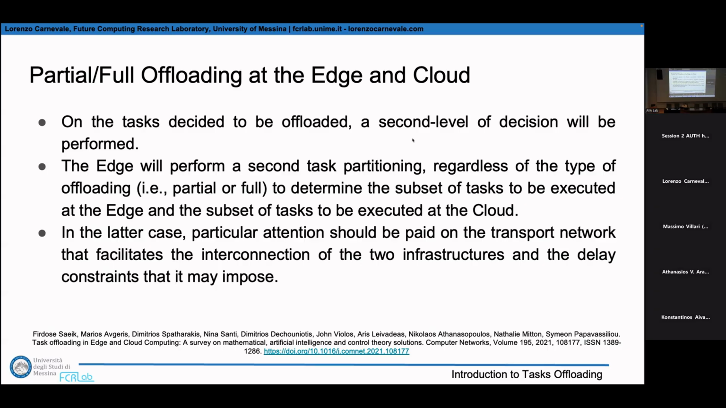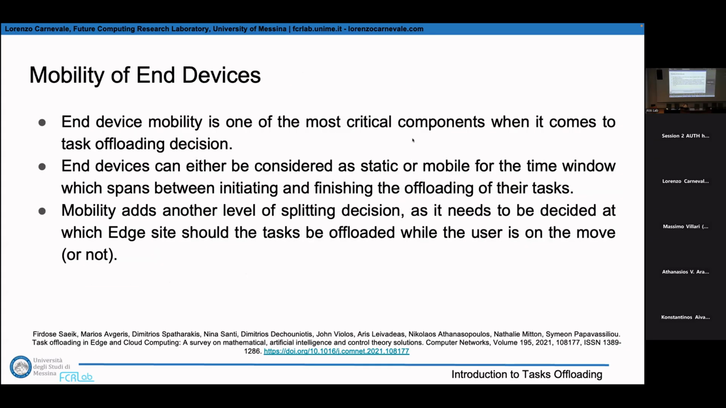In the latter case, when we have to move data to the cloud, we have to pay attention to the transport network, because we need to interconnect the two infrastructures, the edge platform and the cloud platform, and of course we will introduce some delay. And the delay still needs to be inside the quality of service constraints imposed by the design of the application.